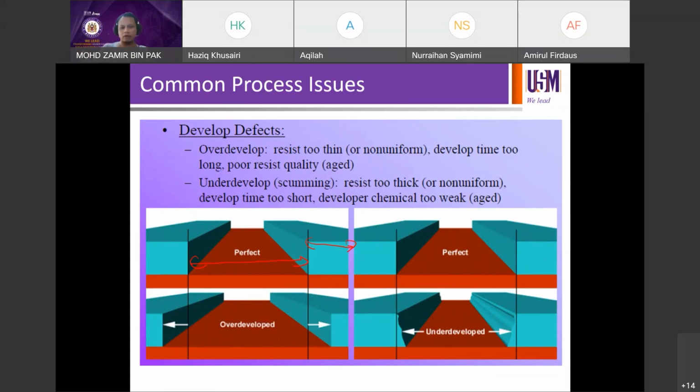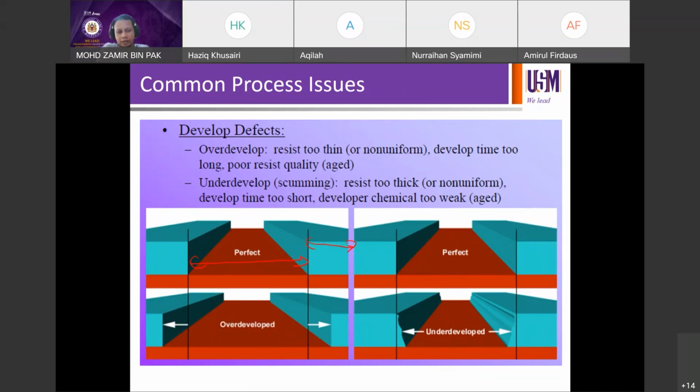So in this case, if you have an overdeveloped problem and you're measuring the space, that's why the keyword is very important. Tadi kita print hole ke line. Kalau line, then it's going to be proportional. Kalau hole is going to be proportional. Kalau line is going to be reciprocal.